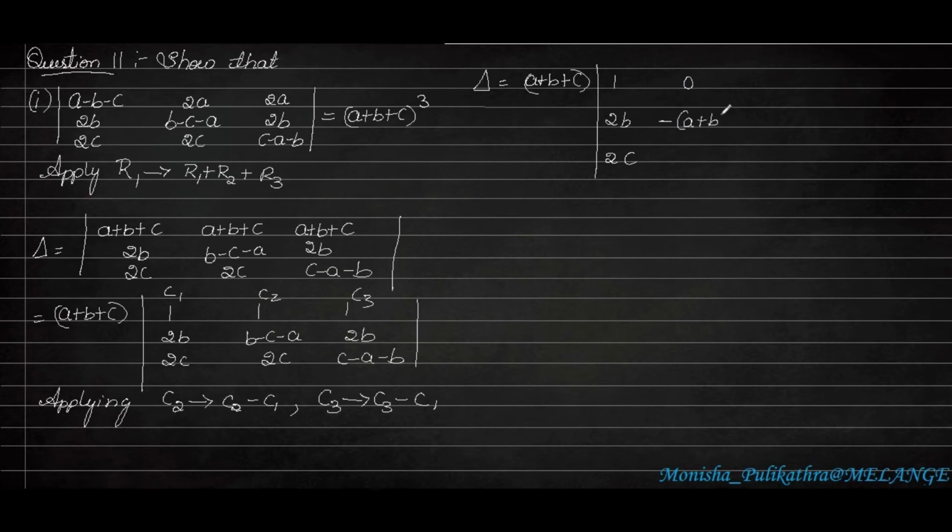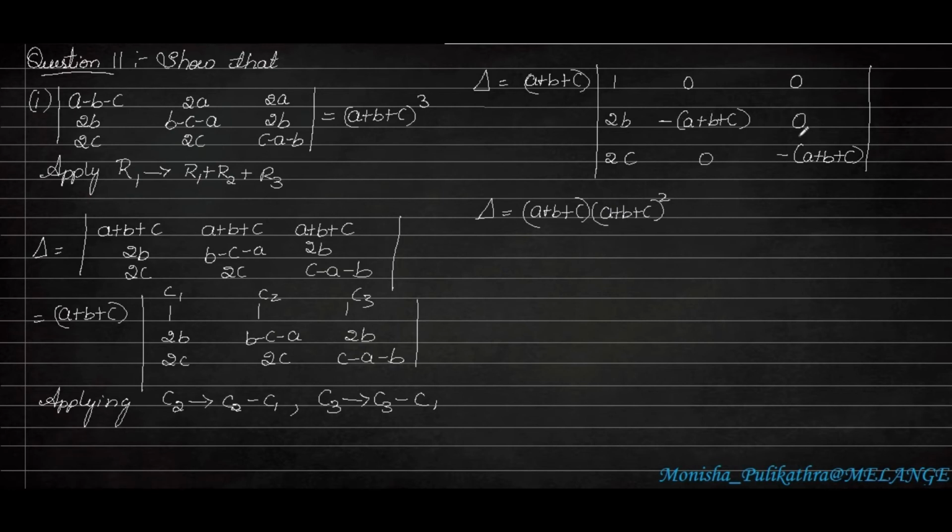After subtracting C2 with C1 and C3 with C1, we will get the answer like this. The first column we write as it is, because we are not doing any changes to it. Here it will become a plus b plus c, and here 0, 0, and minus of a plus b plus c. Later I will be taking a plus b plus c common once again, from the second row and the third row. Since I have taken it twice, it will become a plus b plus c whole square.